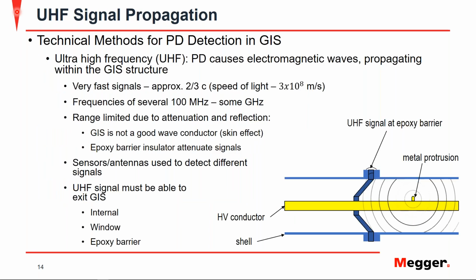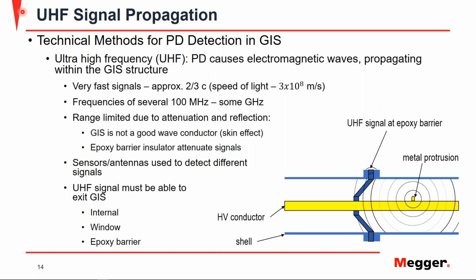As we mentioned, one method for detection of partial discharge within GIS is using ultra-high frequency or UHF methods, in which the partial discharge causes electromagnetic waves that propagate through the GIS structure, as you can see here with the illustration, where again the GIS structure itself acts as a waveguide. These signals are very fast, approximately 2/3 the speed of light, which for reference is 300 million meters per second. So 200 million meters per second for the signal.